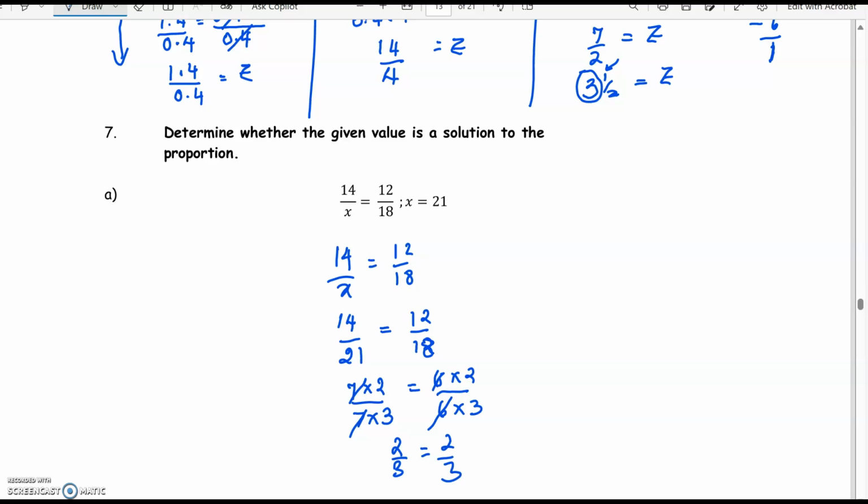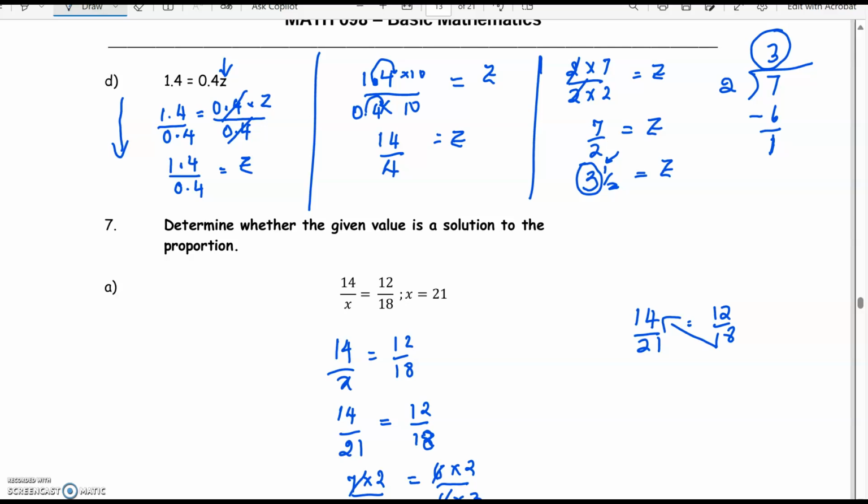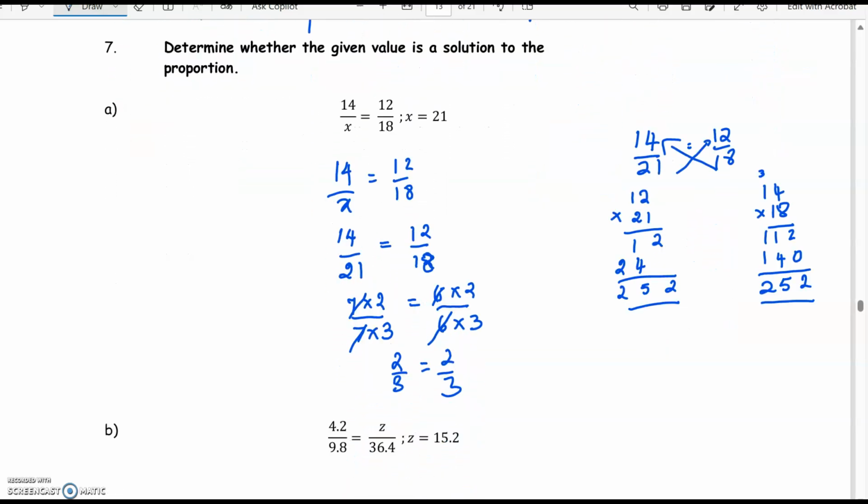Or you could cross multiply. 14 over 21 is equal to 12 over 18. And when we cross multiply, 12 times 21 is 252, 14 times 18 is 252, 252 equals 252. That tells me that the equation is valid. So there are two different ways of checking. Do it any way that you're comfortable with.